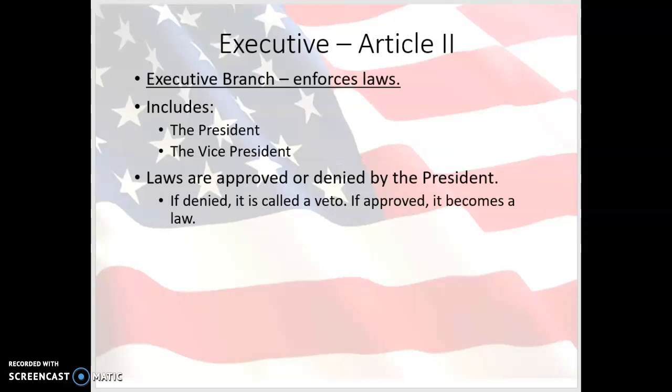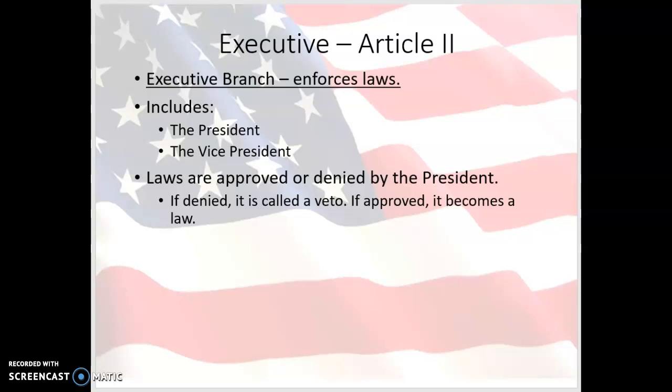Article 2 talks about the executive branch, and this branch is responsible for enforcing the laws. What that means, like I mentioned earlier, is that when a law is presented to the President from Congress, the President has the option to sign it and make it an official law that'll go into effect, or if the President doesn't like it, he or she can use what is called a veto, and that denies the law from becoming an actual law.